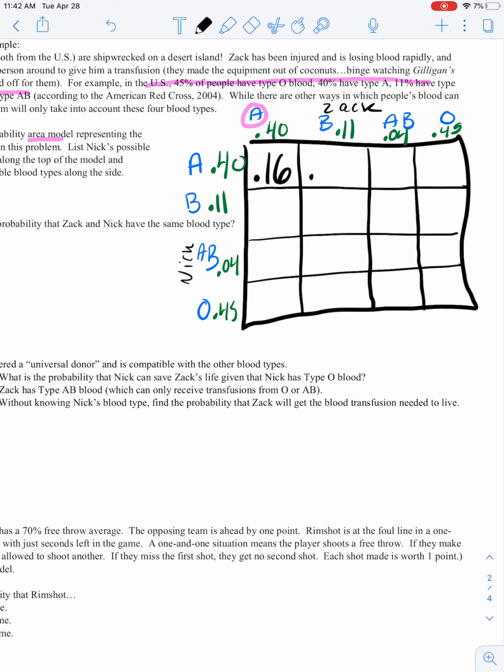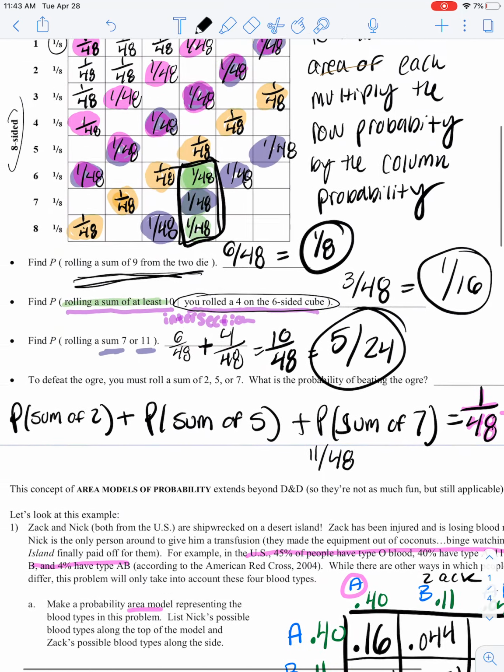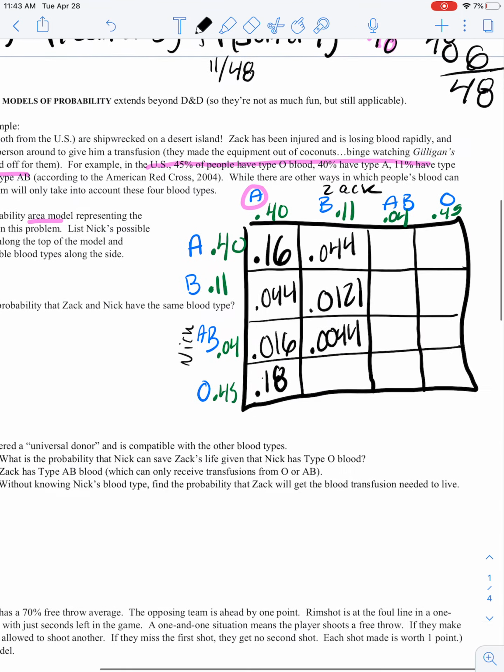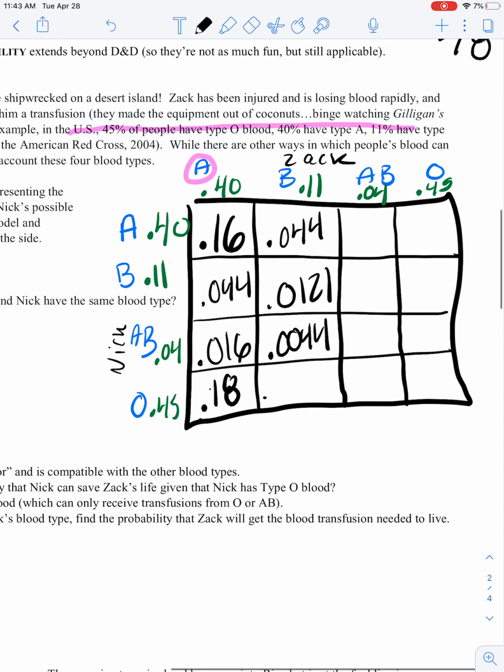So find the areas with your calculator of all of these squares. So 0.4 times 0.11, 0.044, 0.11 times 0.11, 0.0121. So then you kind of fill out the chart of all the areas. I'm taking this times this to get the area of that for all the squares. So they're not always going to have the same area like we saw up here, where they were all 1 over 48. Sometimes your areas will differ. But this is really helpful when you're asked a question, because then all you have to do is go to your chart.